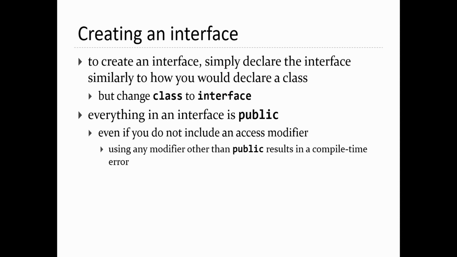So you want to create an interface when you have a reason for creating multiple classes that you want to treat the same way, but they behave differently, or they have different properties. To create an interface, it's very easy. You just create something that looks like a class. Instead of creating a class, you create an interface. And you have to remember everything in an interface is public. Even if you don't declare the access modifier, Java considers everything in the interface to be public.